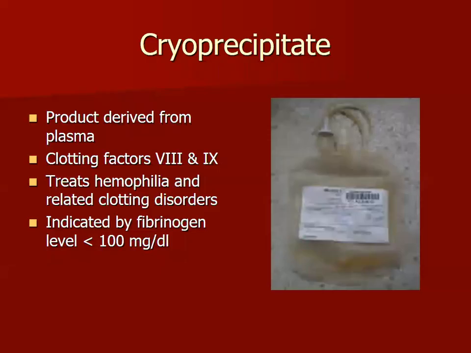Now, cryoprecipitate is prepared from fresh frozen plasma. It's the replacement of clotting factors, especially factors 8 and 9, the von Willebrand factor, and fibrinogen. So again, it treats hemophilia and other related clotting disorders, and it's usually indicated by fibrinogen level less than 100 milligrams per deciliter.